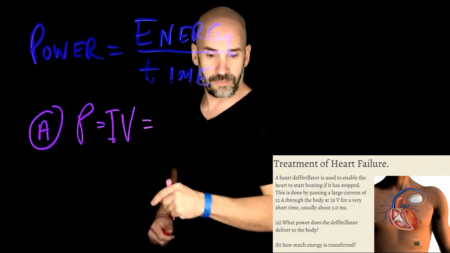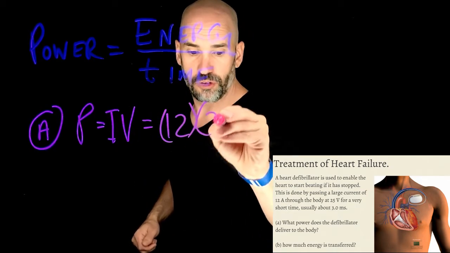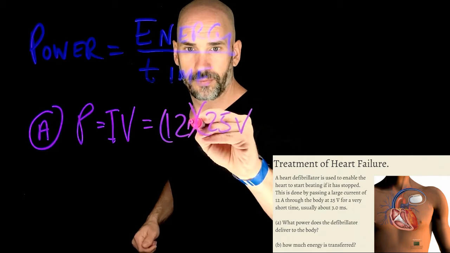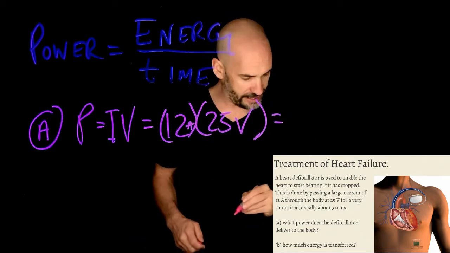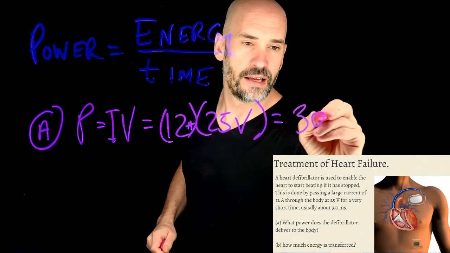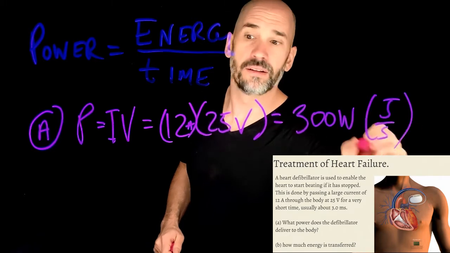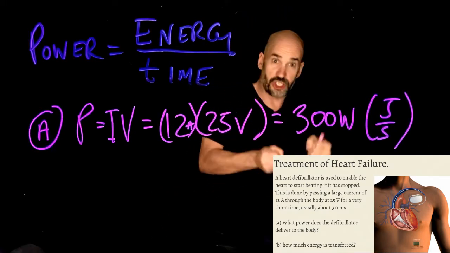So we have the current is 12 amps, and we have the voltage of 25 volts. And so if I multiply those guys together, what do I get? I get the simple answer of 300 watts. In other words, 300 joules per second is being delivered to the body.